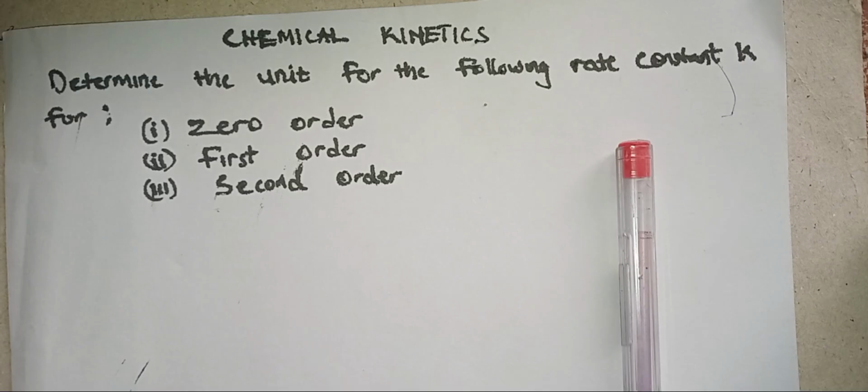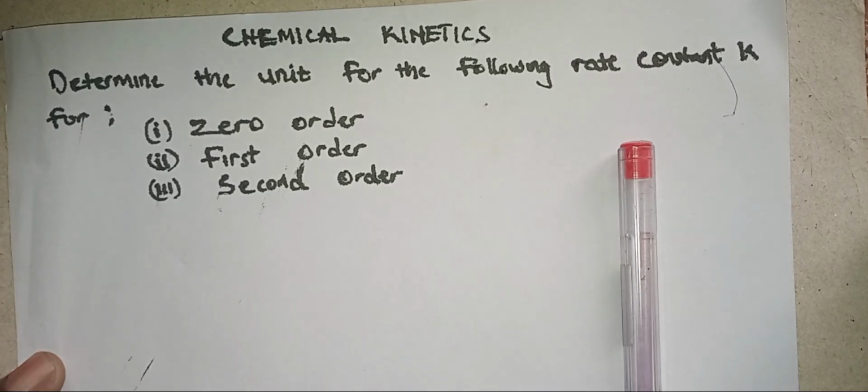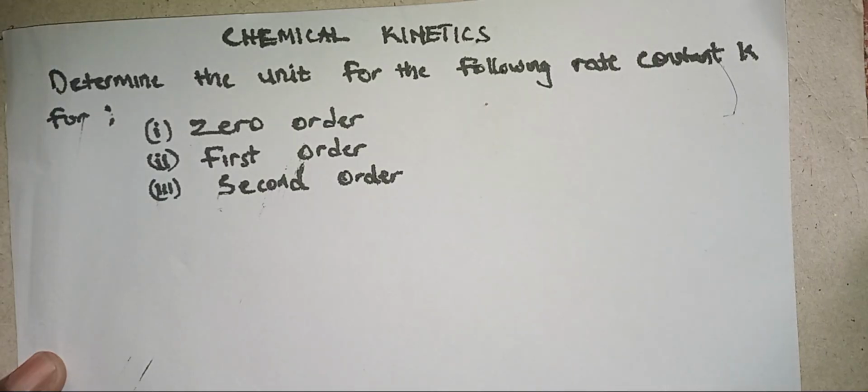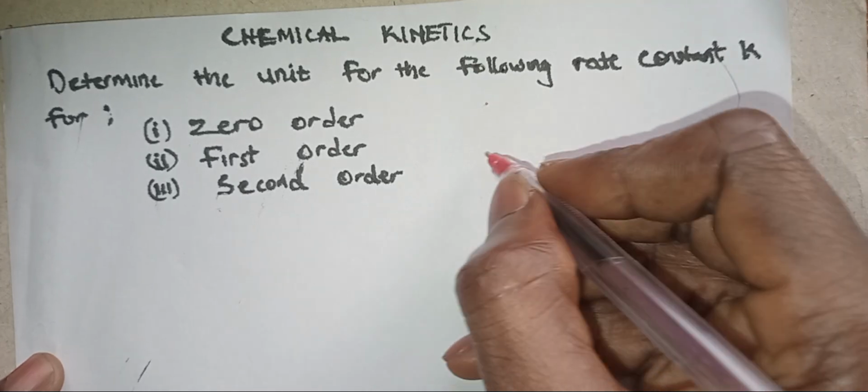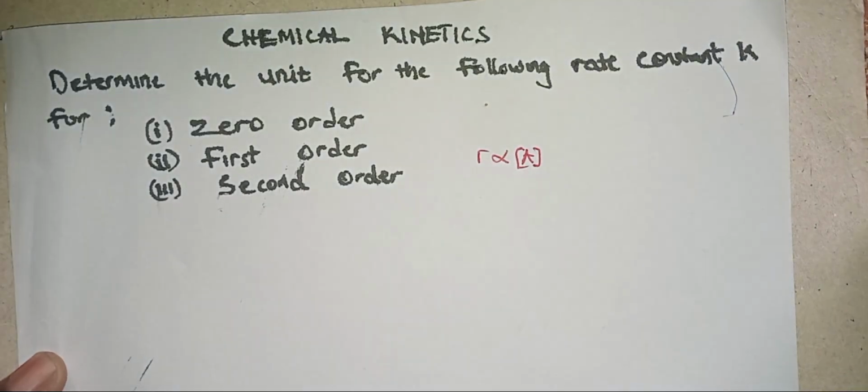In today's video, we are going to be looking at a question under chemical kinetics. Today we are going to be looking at how we can prove the unit for the zero order, first order, and second order. Now you all know the rates, and you all know that the reaction rate is directly proportional to the concentration.